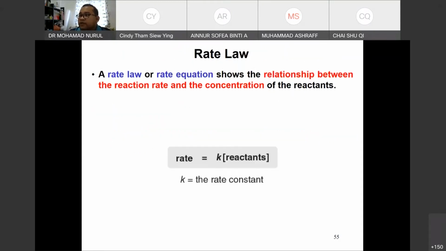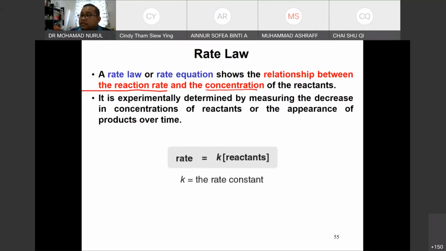So the rate law is the rate equation that shows the relationship between reaction rate and concentrations. In experiments, it is determined by measuring the decrease in concentration of reactants or the appearance of product over time. So fast reactions have a large rate constant. I think you have to remember and understand this one.